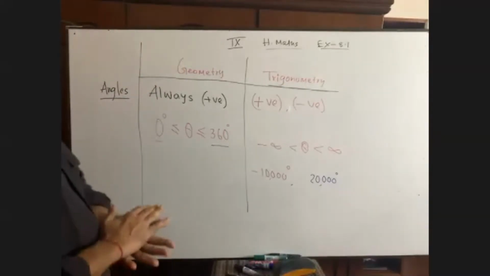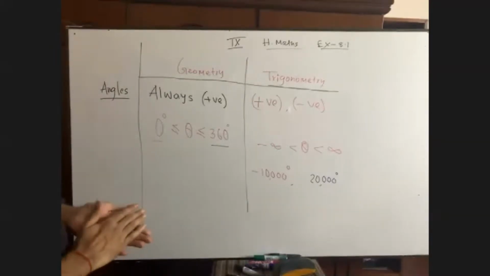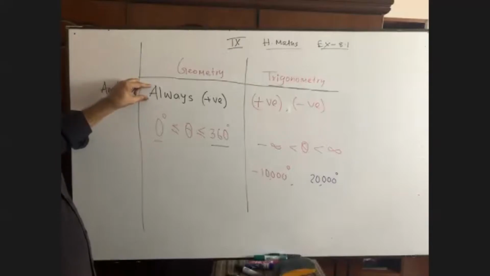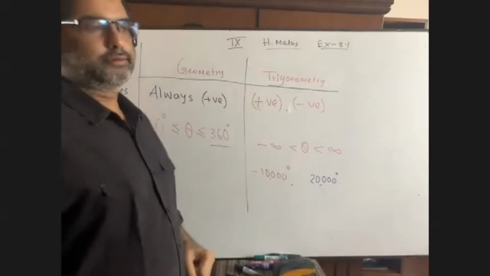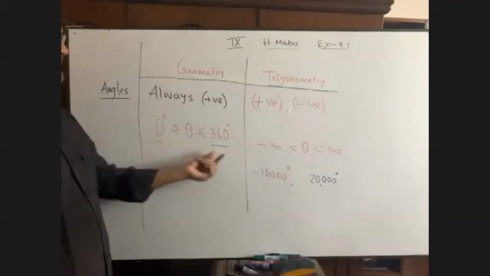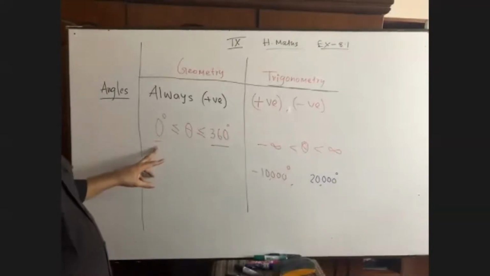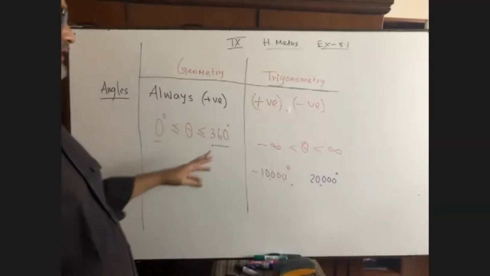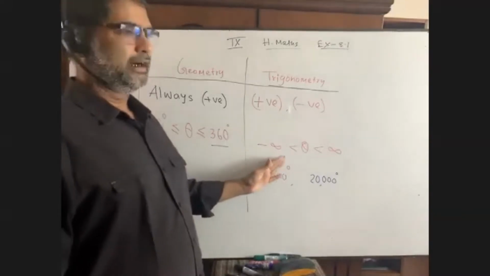So the basic difference between geometry and trigonometry is that angles will always be positive in geometry, while in trigonometry, positive and negative both. In geometry, minimum and maximum angles are given: 0 degree is the minimum, the lowest angle, and the highest angle is 360 degree. But here it is unlimited.